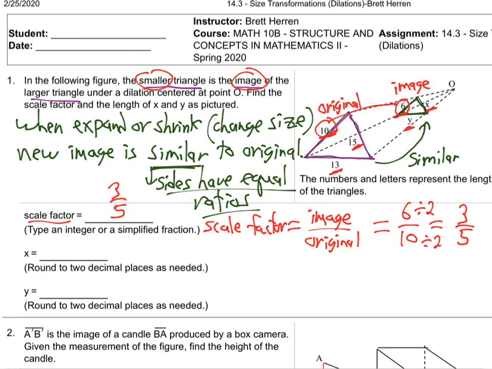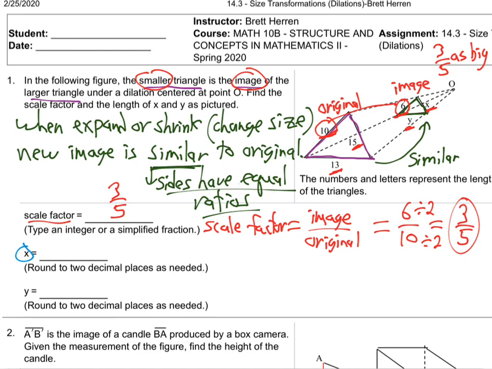That means the new triangle, the image, is 3/5 as big. The image triangle is 3/5 as big as the original triangle. We've shrunk it down to be 3/5 the size it was. Okay, now let's use that information to help us find x.